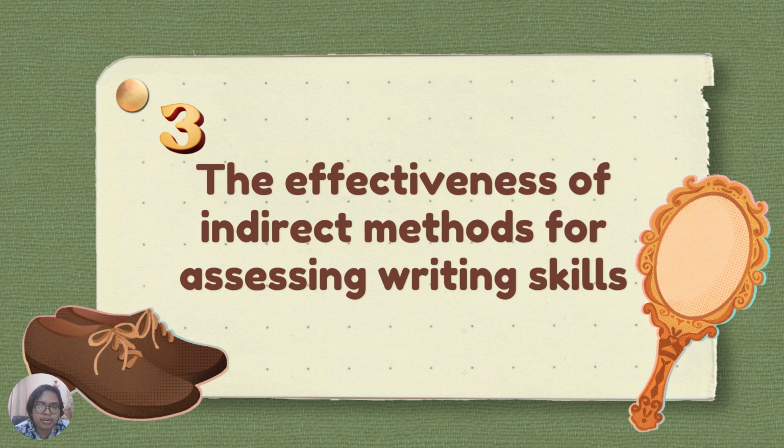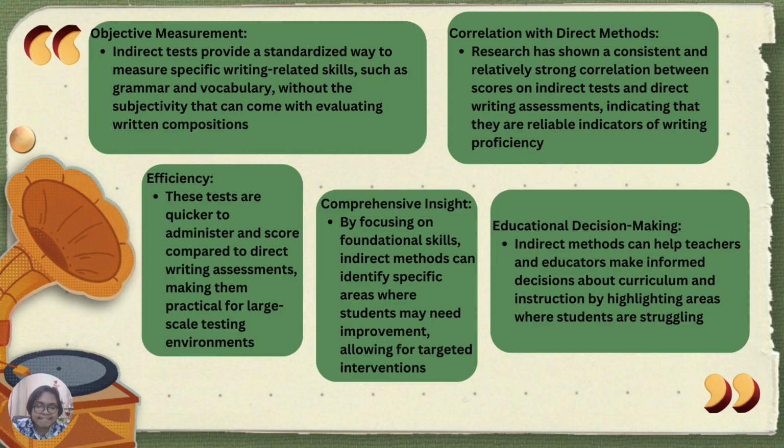The effectiveness of indirect methods for assessing writing skills. There are a few. First one would be objective measurements. Indirect tests provide a standardized way to measure specific writing related skills, such as grammar and vocabulary, without the subjectivity that comes with evaluating written compositions.